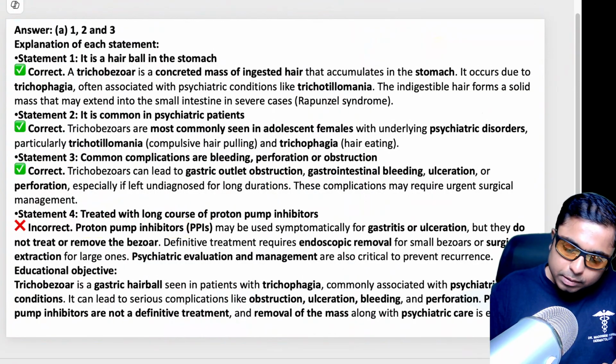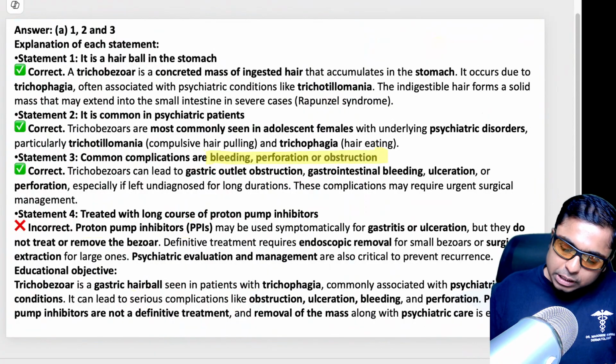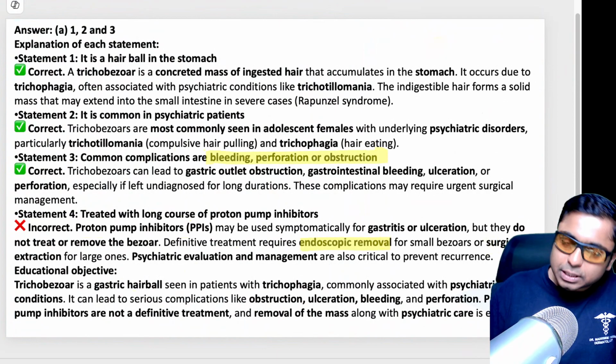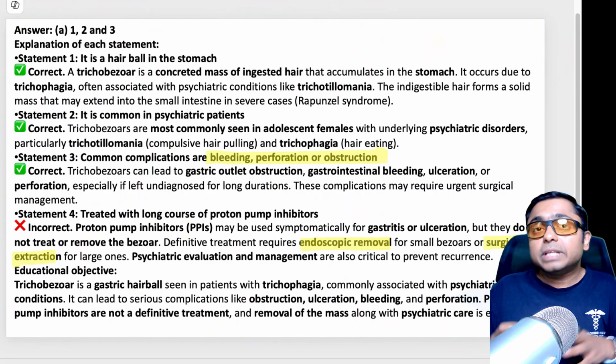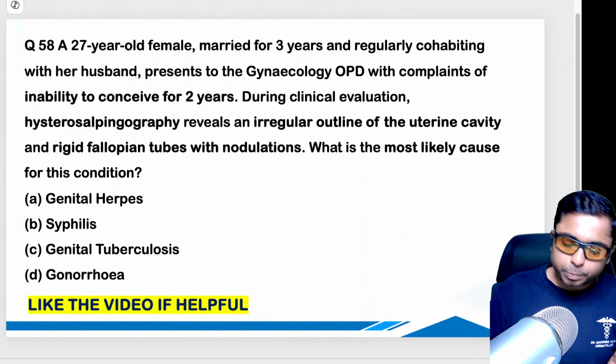Right. And yeah, so which one was that? Yeah, complications of bleeding, perforation and obstruction can also occur in these patients. And what is the treatment? Treatment is going to be endoscopic removal if it is present as small bezoars in the upper gastrointestinal tract. Surgical extraction if they are very, very large, as you are able to see here. This is a very large bezoar, trichobezoar.